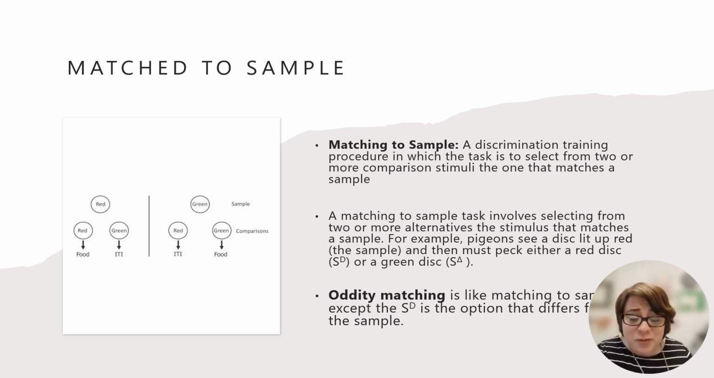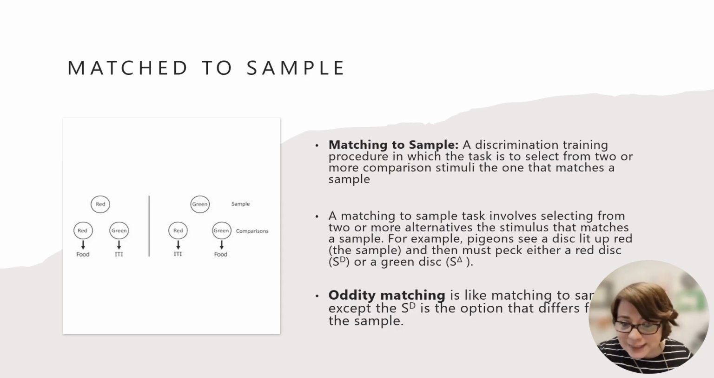For example, the sample may alternate among many different colors like red, green, and blue, and the comparison discs may also light up red, green, blue, and yellow, right? So a match to sample is a discrimination training procedure in which the task is to select from two or more comparison stimuli the one that matches the sample stimulus.